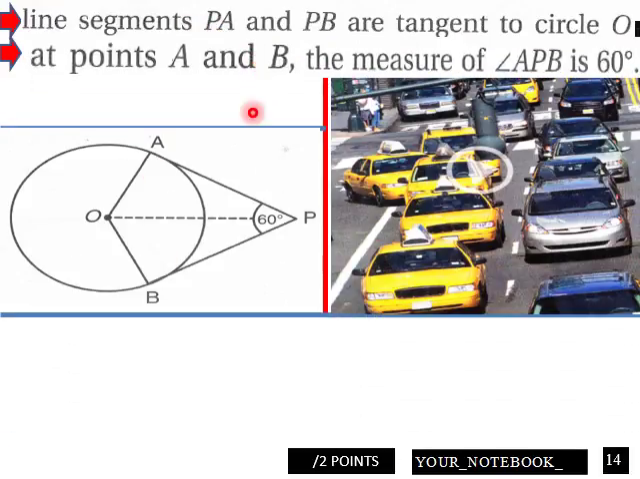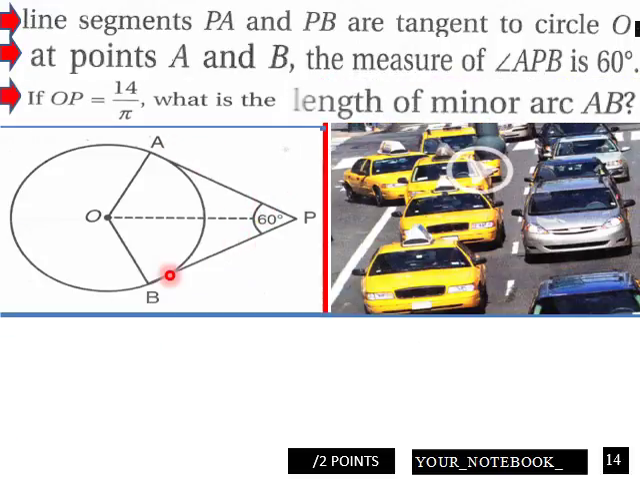Line segments PA and PB are tangent to a circle O at points A and B. The measure of angle APB is 60 degrees. If OP is 14 over pi, what is the length of the minor arc AB then?